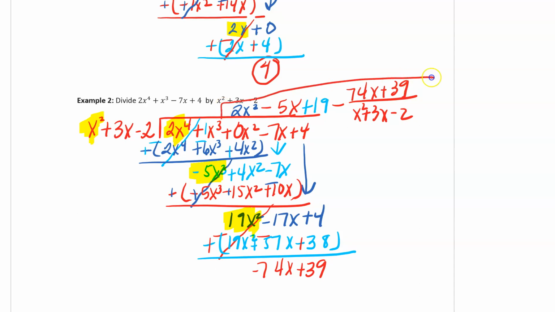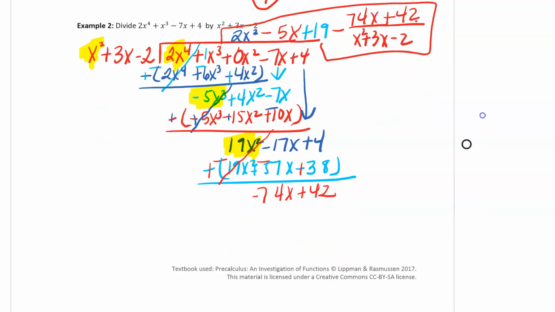Negative 74x plus 39 all over x squared plus 3x minus 2. Now don't freak out when you get remainders like that. It's okay. Just keep working forward and plug it in and see if you're correct. Oh, I apologize. I must add it right here. I know you've probably done the same before. This is actually going to be plus 42.